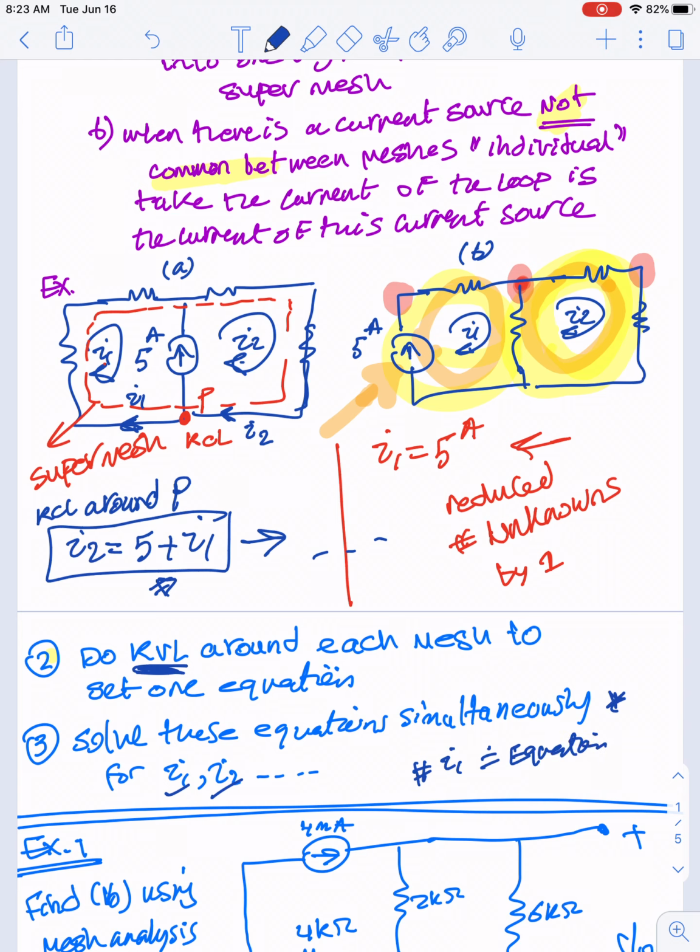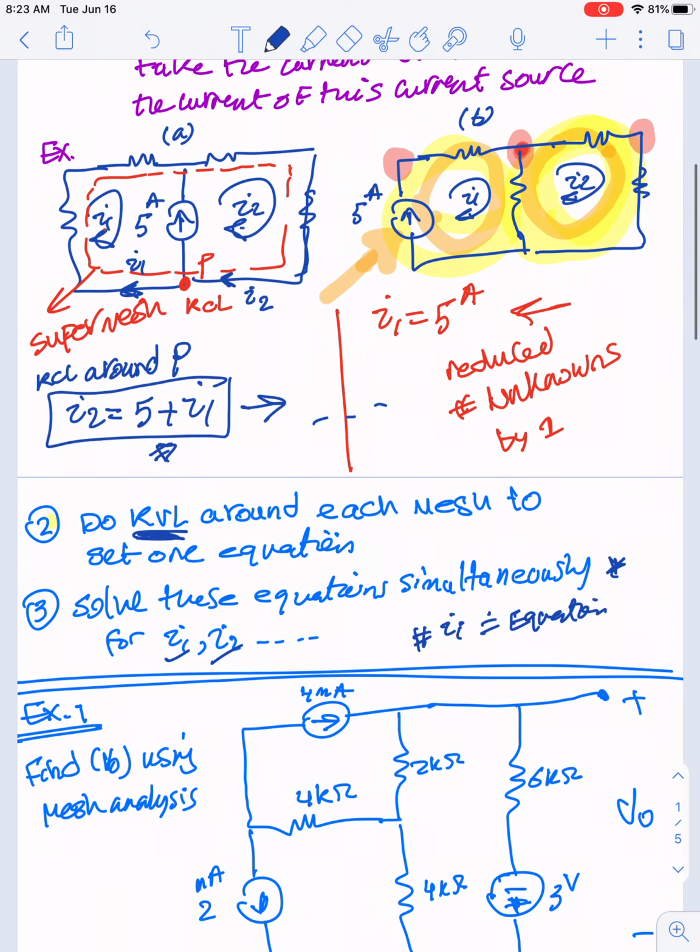And that's what I'm looking for: if I have 3 unknowns or 3 meshes, I have to construct 3 different equations. So by solving the 3 different equations simultaneously, I will be able to find I1, I2, I3, or whatever the number of unknowns that you have.